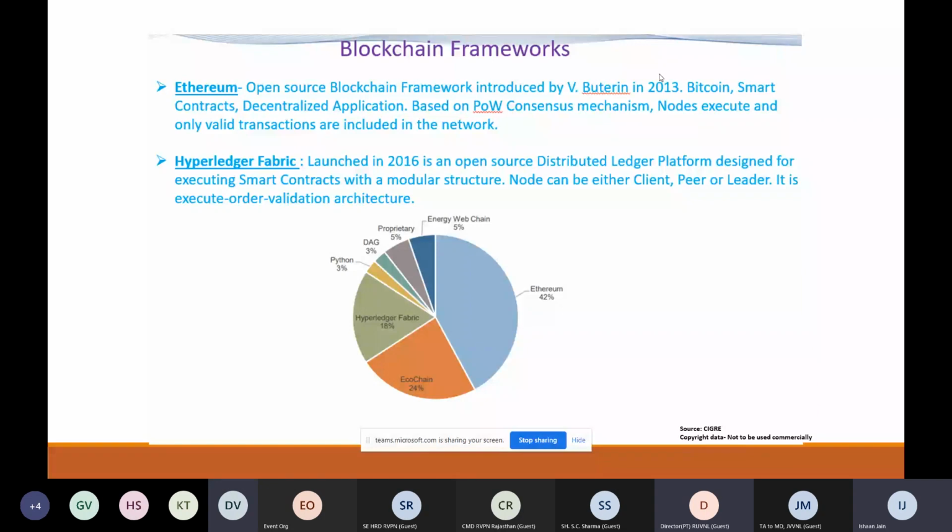Second part is Hyperledger Fabric. This is basically an open source distributed ledger, and again, this platform is designed for executing smart contracts. Smart contracts you can understand in a very simple way. Suppose you transact some 10 units of power with your neighbor or with the grid.